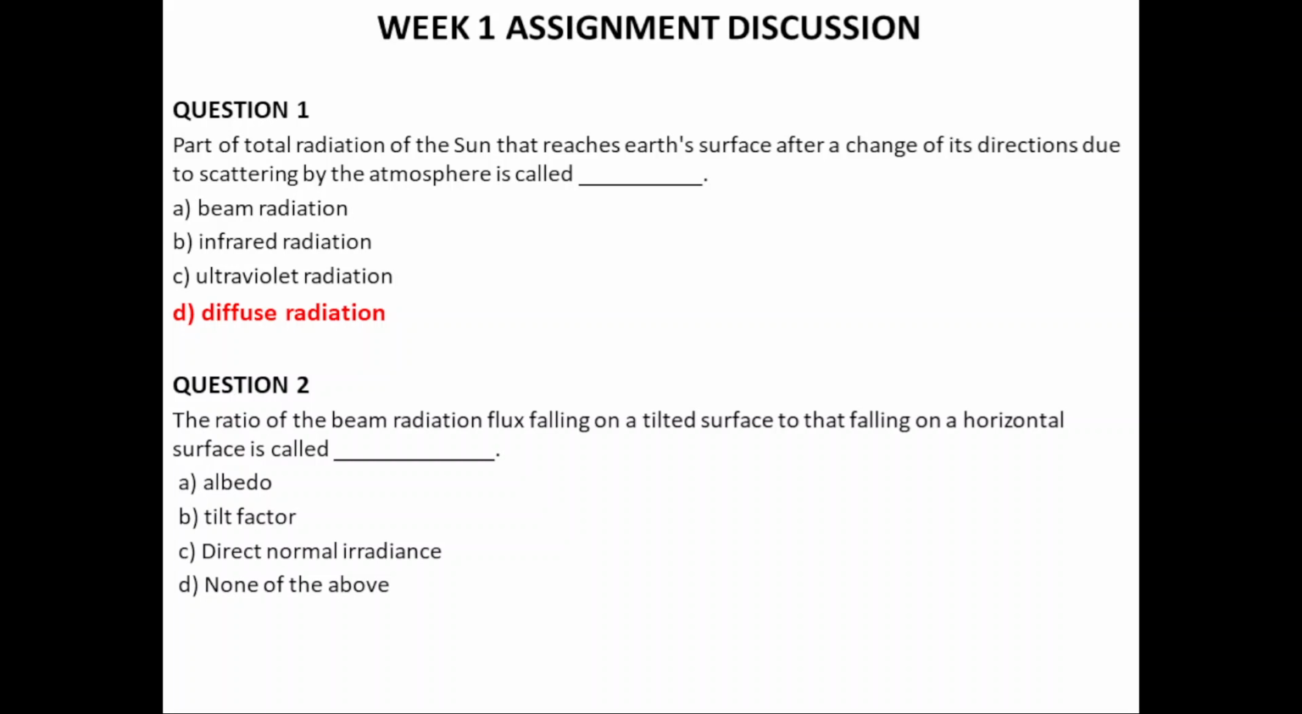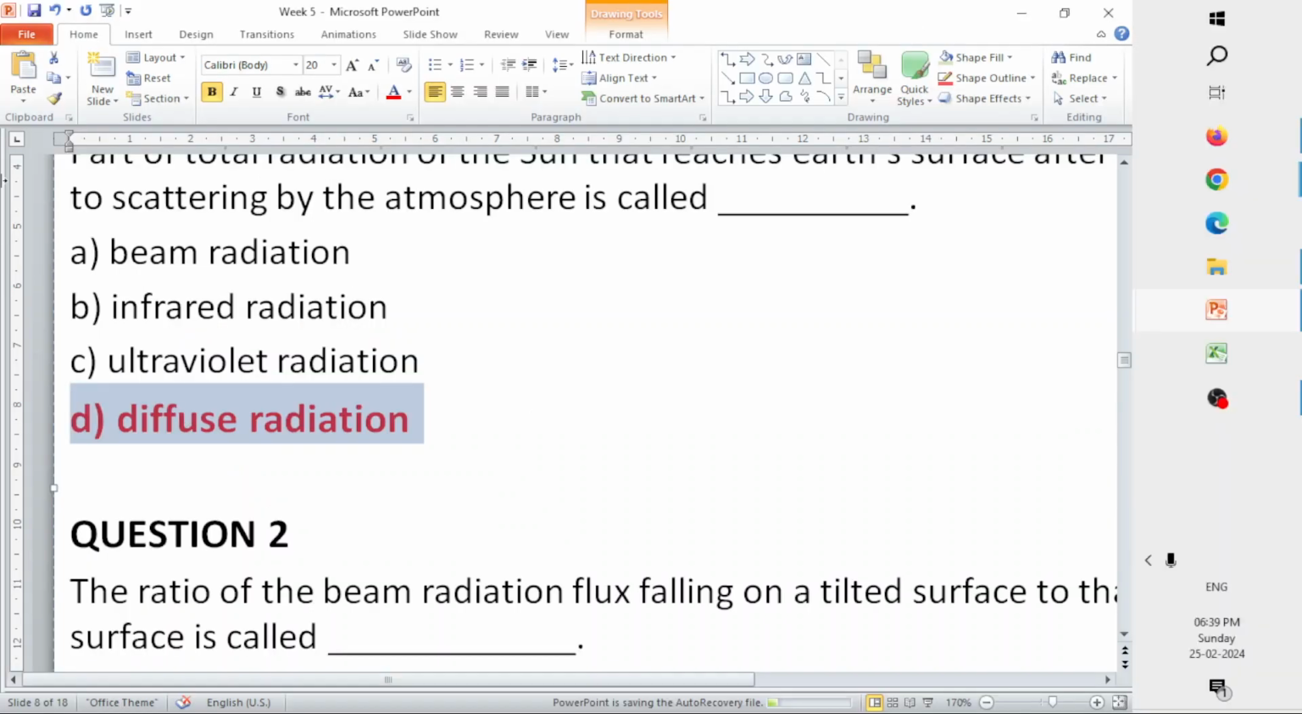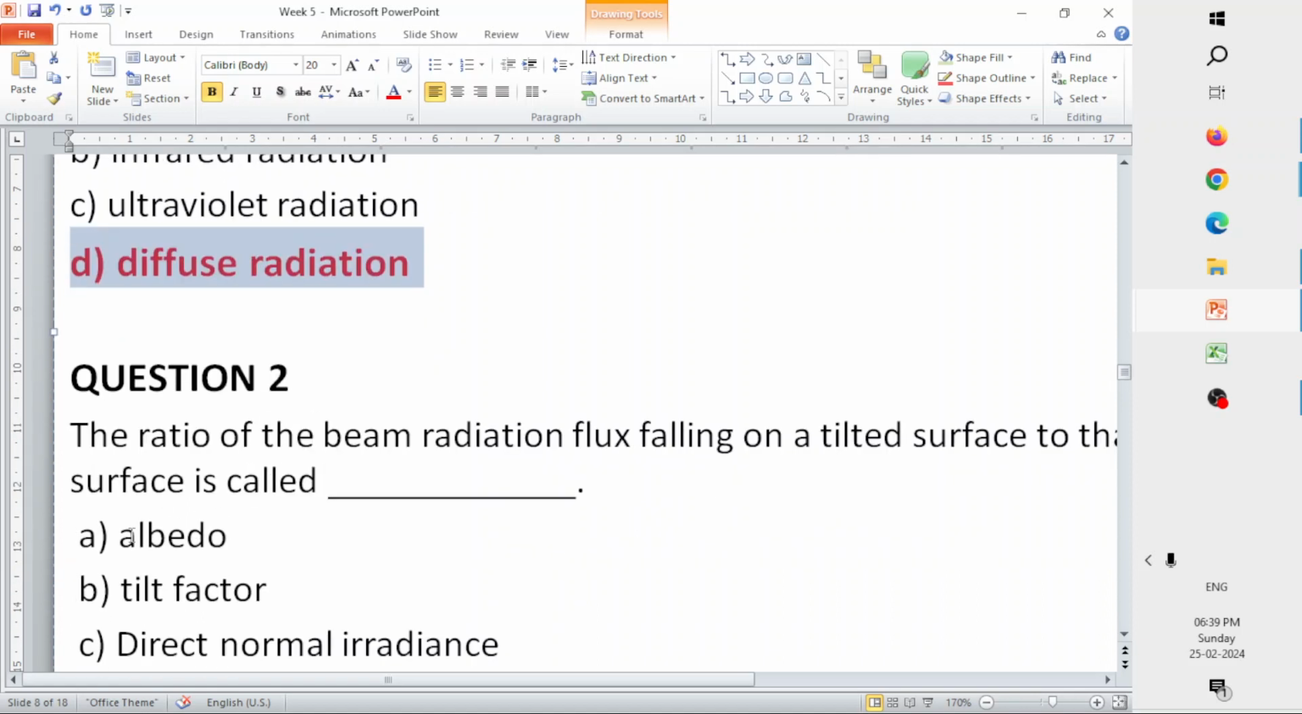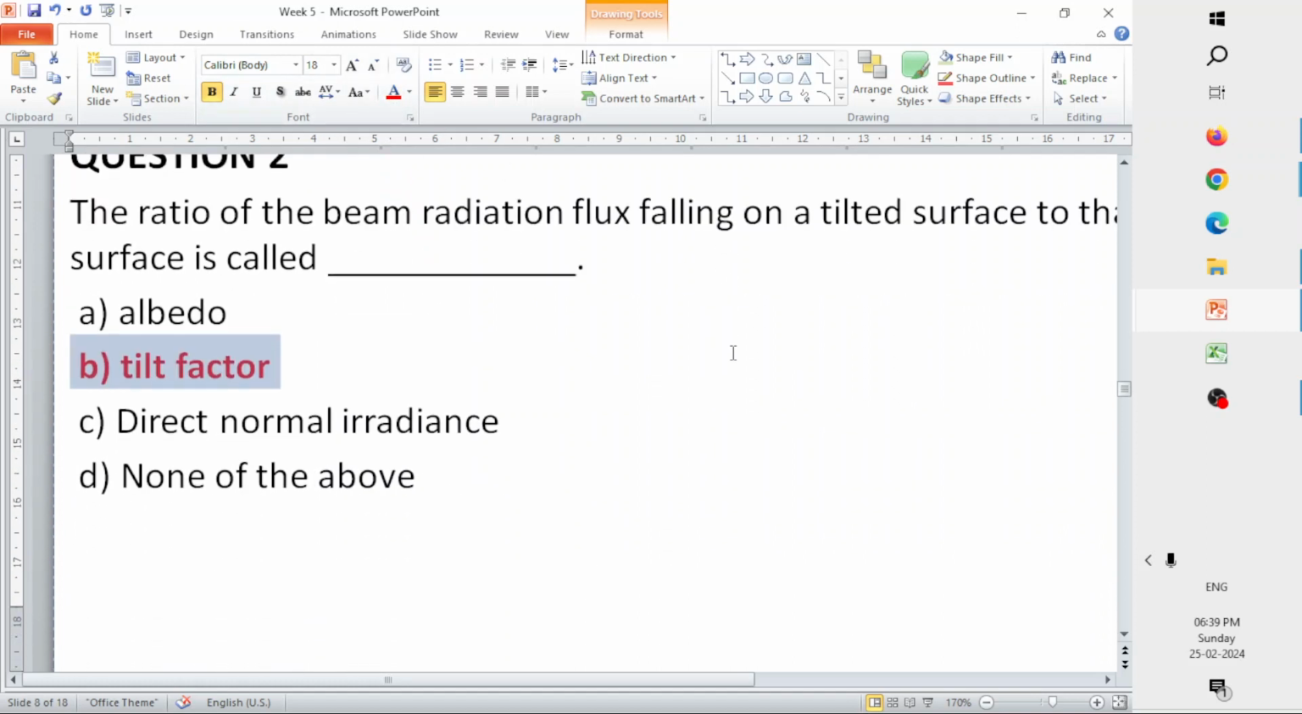So the ratio of the beam falling onto the tilted surface to that falling on a horizontal surface is called tilt factor. So the option is B here. Now let's move on to the next question.